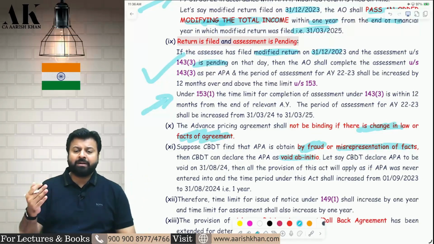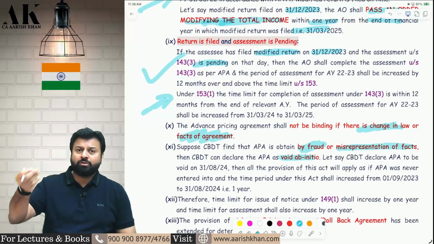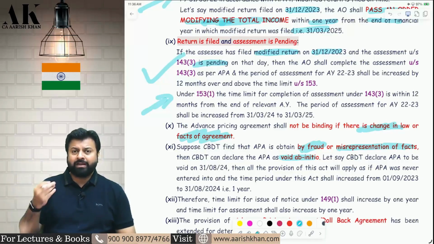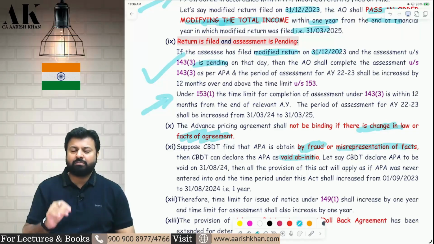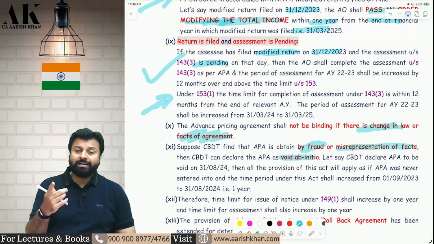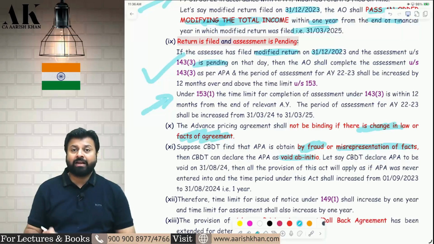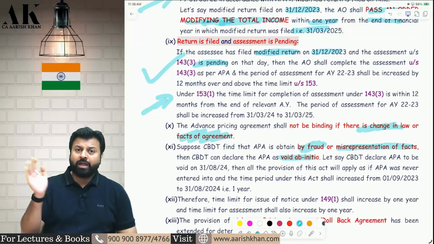So in future, if the department comes to know that you have given wrong information to get the valuation done, to get the arm's length price done, you have given incorrect information to CBDT so that the arm's length price should come lower, then the entire agreement will get cancelled and will be considered as void ab initio. Whatever time is lost of CBDT, that much extra time will be given to all the officers under the income tax law to do their proceedings.